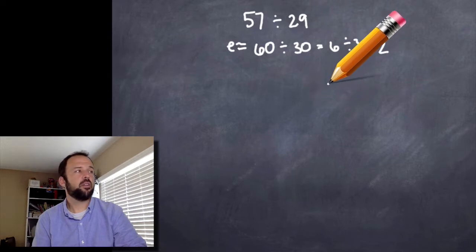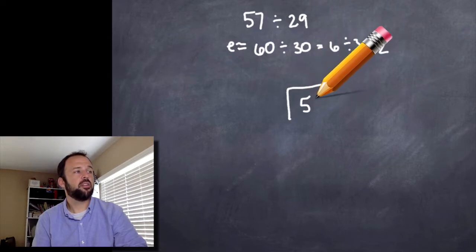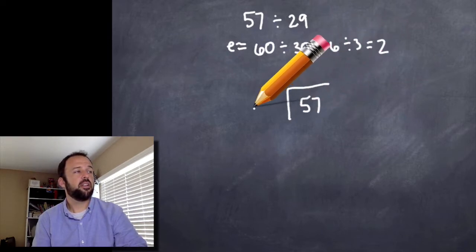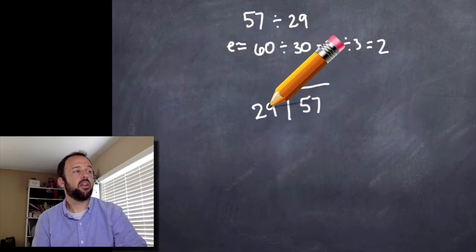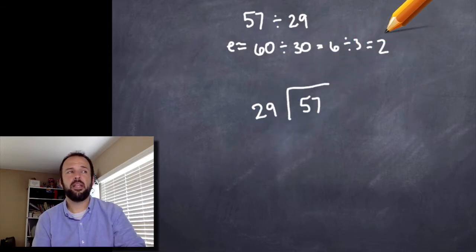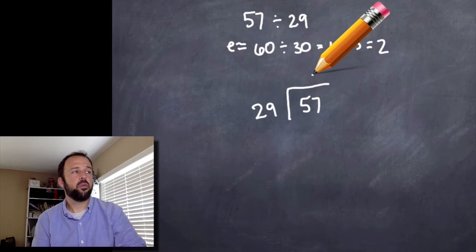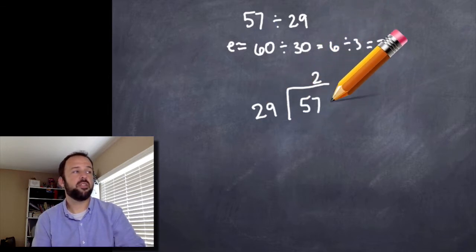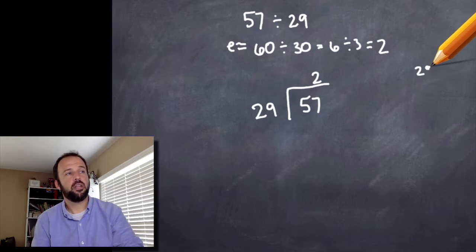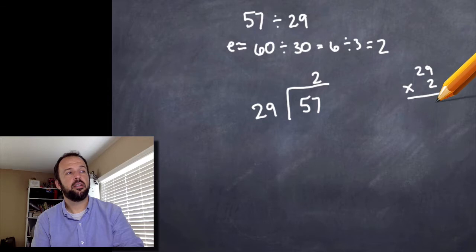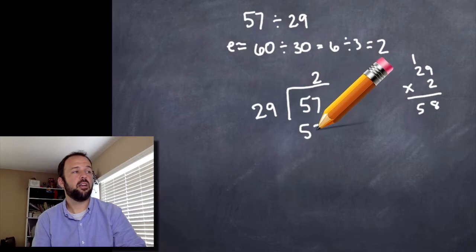So let's go ahead and try this out. I'm going to put my 57 here because I'm dividing 57 into 29 parts. And I said I wanted to estimate about a 2, right? So if I do that 29 times 2, that should get me pretty close to 57. So let's do that over here. 29 times 2. So 2 times 9 is 18. 2 times 2 is 4, plus 1 more is 5. So that would be 58.